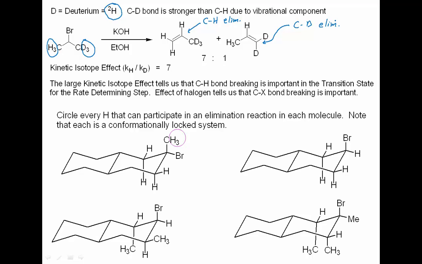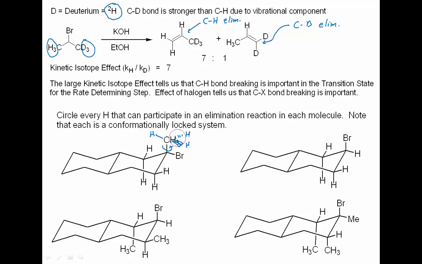Okay, so imagine a hydrogen like that, and this hydrogen and this bromine here would be perfectly anti-periplanar. Of course, this is going to be a fairly free rotation right here. Alright, so that's the only one that can be eliminated.